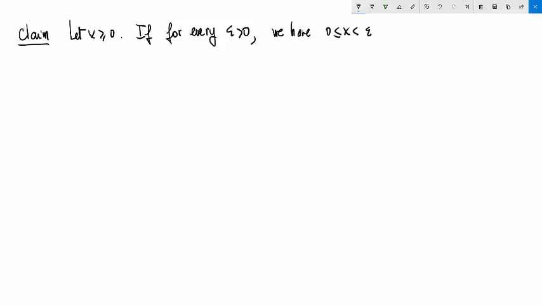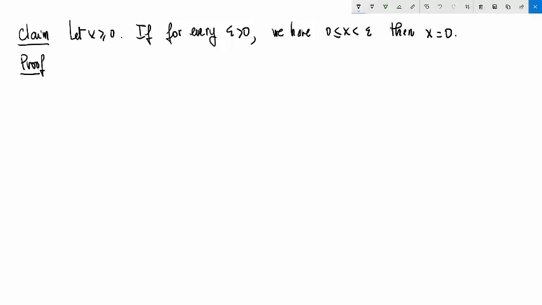Claim: let x be a non-negative number. If for every epsilon which is positive we have that 0 is less than or equal to x, which is less than epsilon, then x must be equal to 0. Okay, and now try to prove this by contradiction. So, actually by contrapositive, I mean.